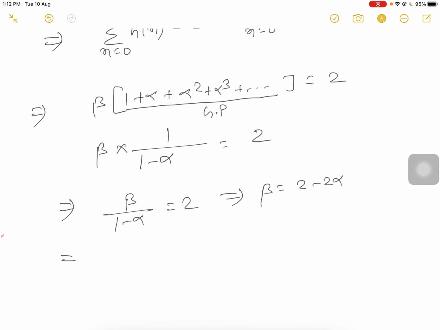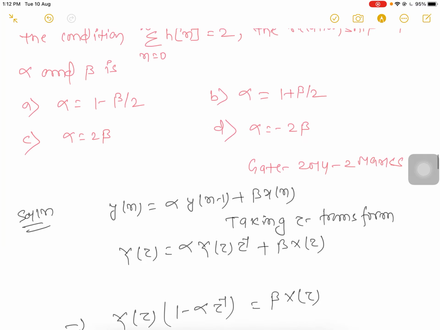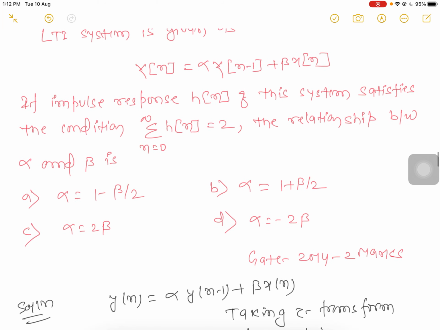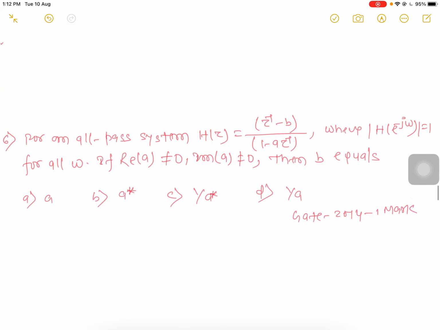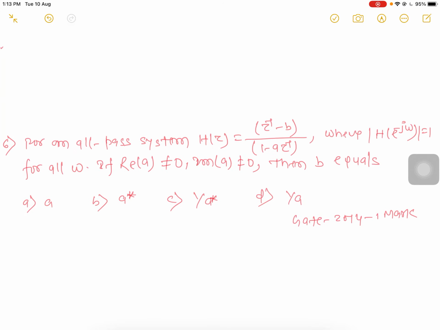The relation will be beta and alpha, 2 minus beta. We have to find alpha, because the answer is given in terms of alpha. So alpha is equal to 1 minus beta by 2. Alpha is equal to a. Right, a. Now comes the next question.